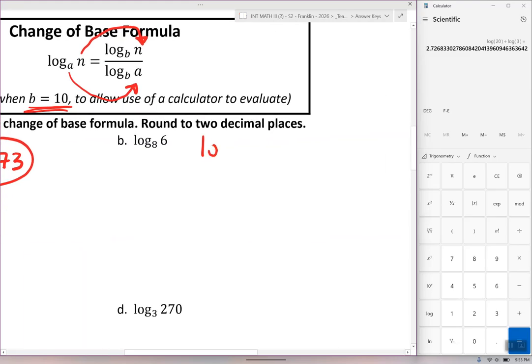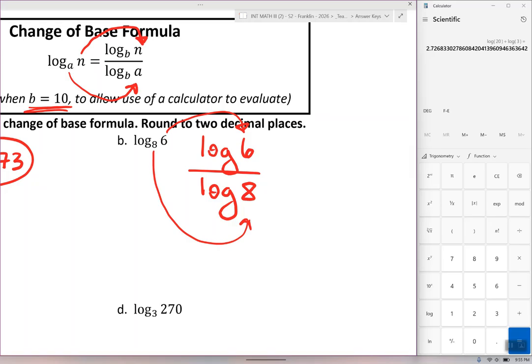We're going to do log 6 over log 8. Right, the big number over the small number. Now notice when I say that, I don't mean the larger magnitude number. I mean the number that is written with a bigger font. The contents of the log over the base of the log. Okay, so log 6 divided by log 8. And I get 0.86.